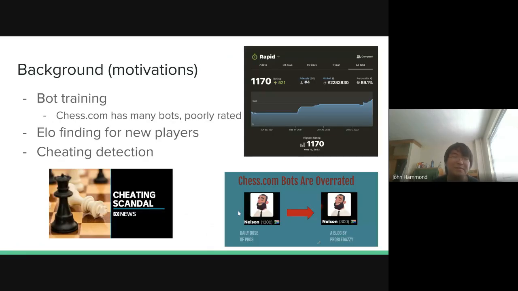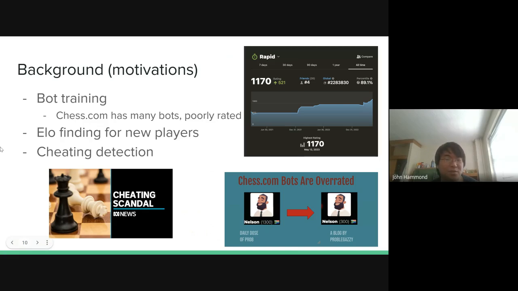So the uses for this, some motivations. Chess.com has many, many bots, and sometimes the ratings on them are infamously very, very poor. Here's an example. Nelson bot is rated at 1,300. I don't think she should really be at 1,300. I think she's maybe closer to 1,200, but yeah.